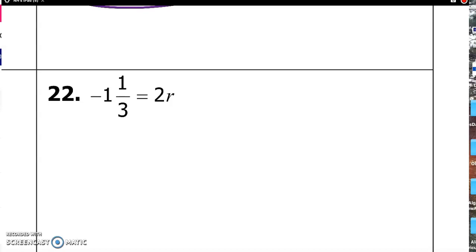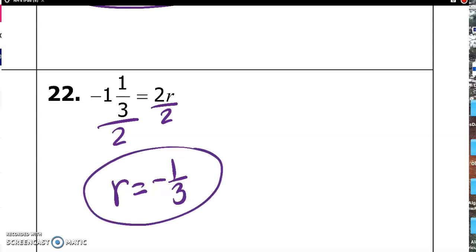You can actually divide by 2, or you can multiply by 1/2. That's up to you. Okay, so technically we can just divide by 2. So negative 1 1/3, that you need to type in as your mixed number. And then you can do divided by 2, and it should give you a fraction of negative 1/3. R equals negative 1/3.